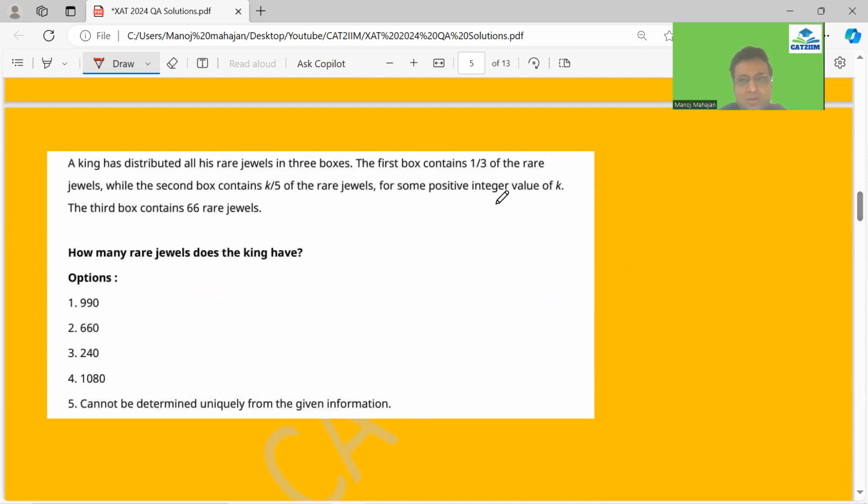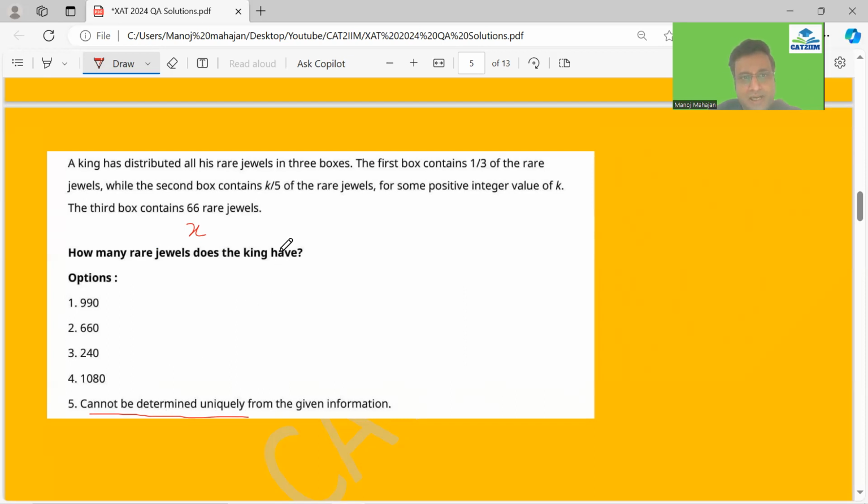A lot of questions were doable, right? The only thing is that they keep such kind of options to make it a little difficult. So let's say I take X to be the rare jewels. I did not use the options out here because there could be multiple solutions, so it's not advisable to go for the options as of now. We can just make one simple equation out here.